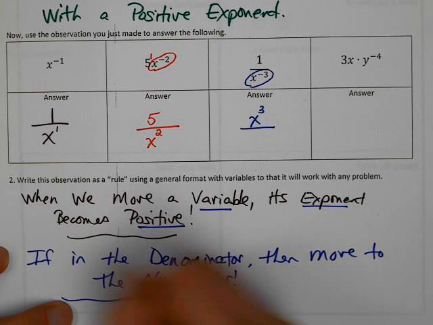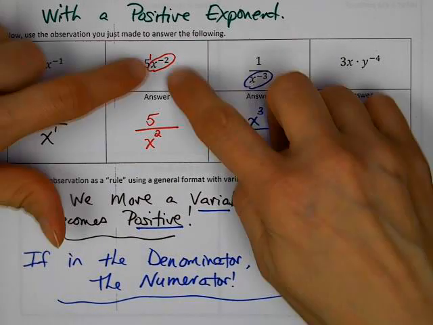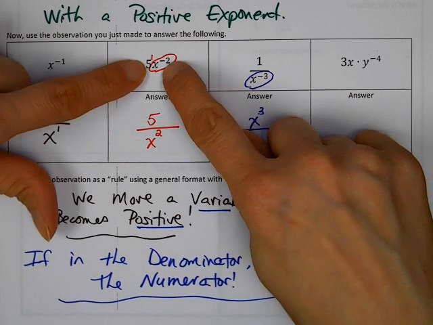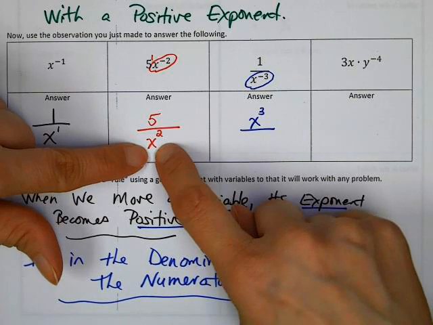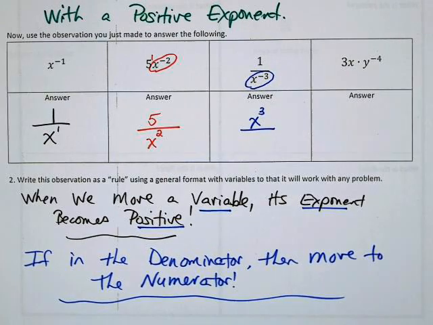So do you always move downstairs? No. Do you always move upstairs? No. It depends where you start. If you start in the numerator, then you get moved downstairs to the denominator. If you start downstairs, you get moved upstairs. And that's only because your exponent is negative.